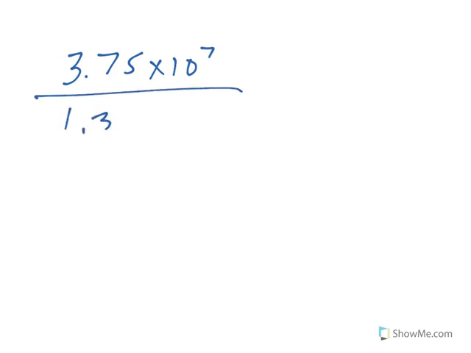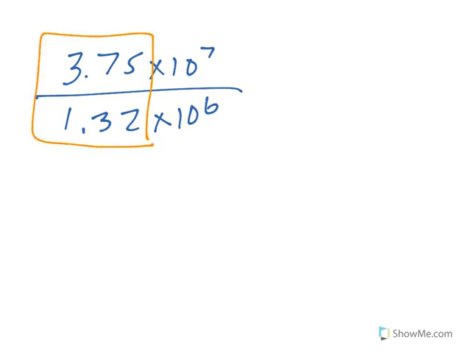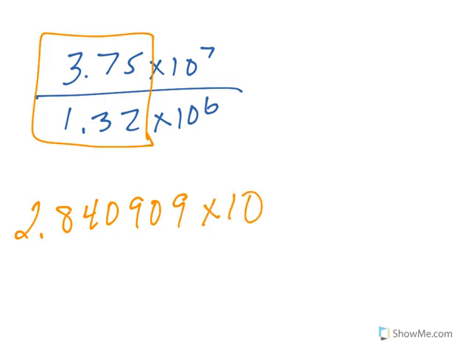So when you divide this, remember that with dividing, we start with our numbers. So when I divide this, I get 2.840909 times 10 to the, I'm going to subtract my exponents, and 7 minus 6 gives me an exponent of 1.